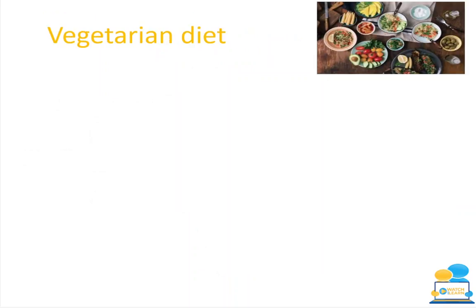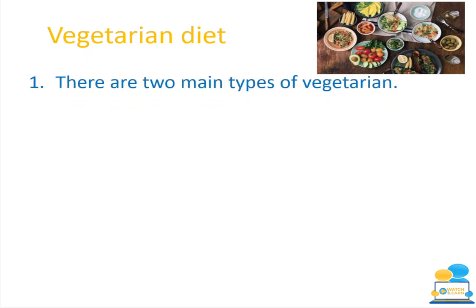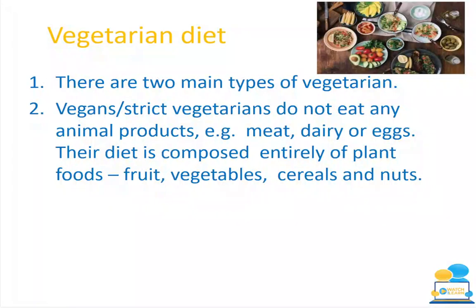So vegetarian diet, if we have a look up there at the picture, we'll be able to see an example of vegetarian dishes. So there are two main types of vegetarian. There are vegans, also known as strict vegetarians, and they do not eat any animal products at all.